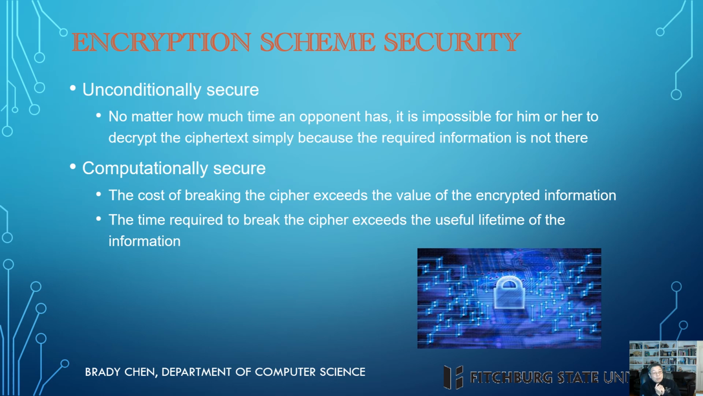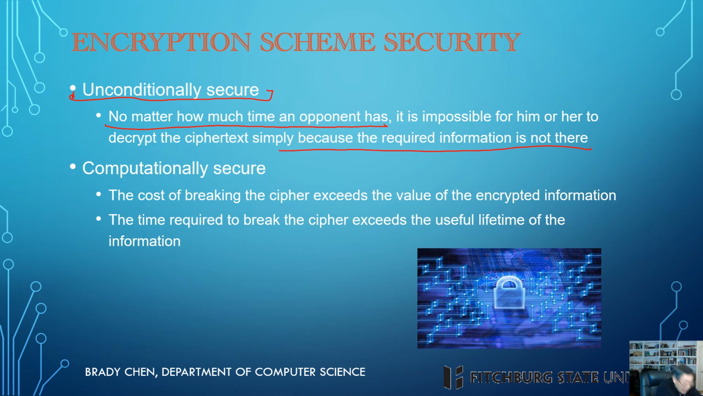Now let's talk about encryption scheme security. In general, there are two security types. One is called unconditionally secure. What is unconditionally secure? In unconditionally secure, no matter how much time an opponent has, it is impossible for him or her to decrypt the ciphertext simply because the required information is not there. Unless you have some piece of information about a key, it's impossible to break it.